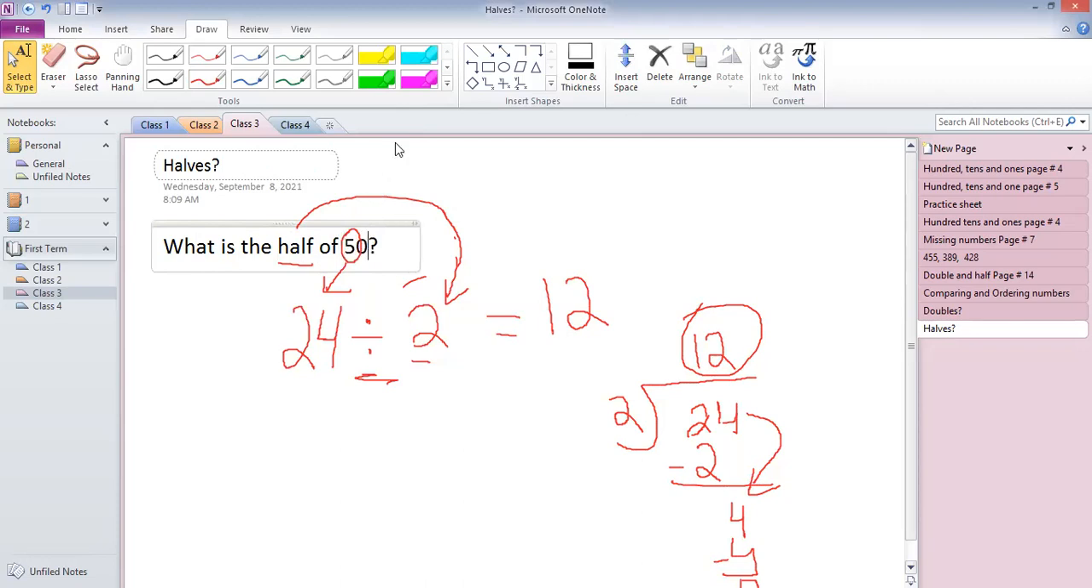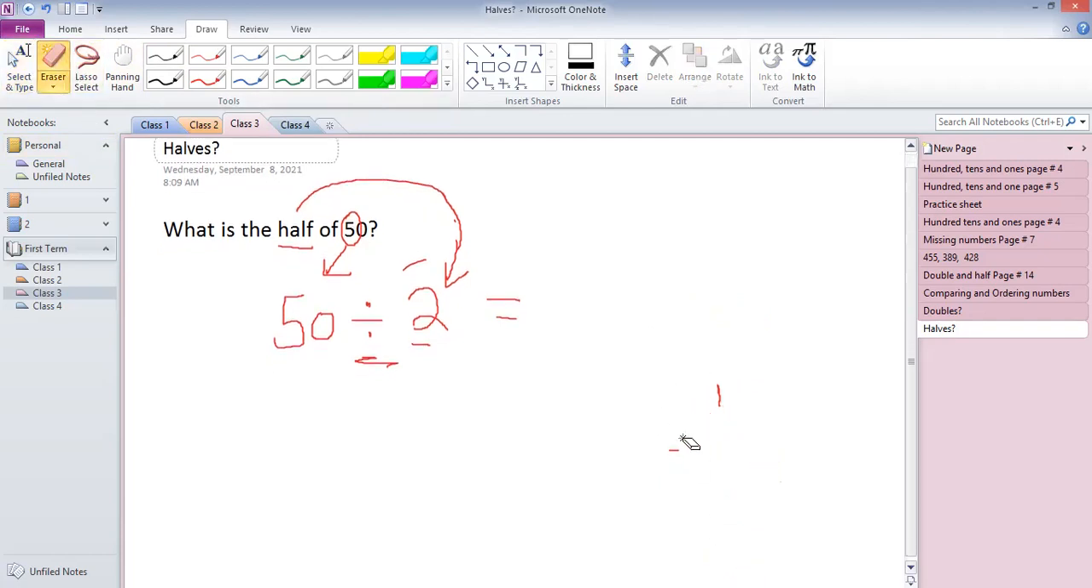Half of 50. So you have to find out half of 50. You will divide 50 by 2. In order to divide 50 by 2, you will again go for long division. In long division, what will you do first? You will make the division sign. Inside you will write 50, because you have to divide 50 by 2.